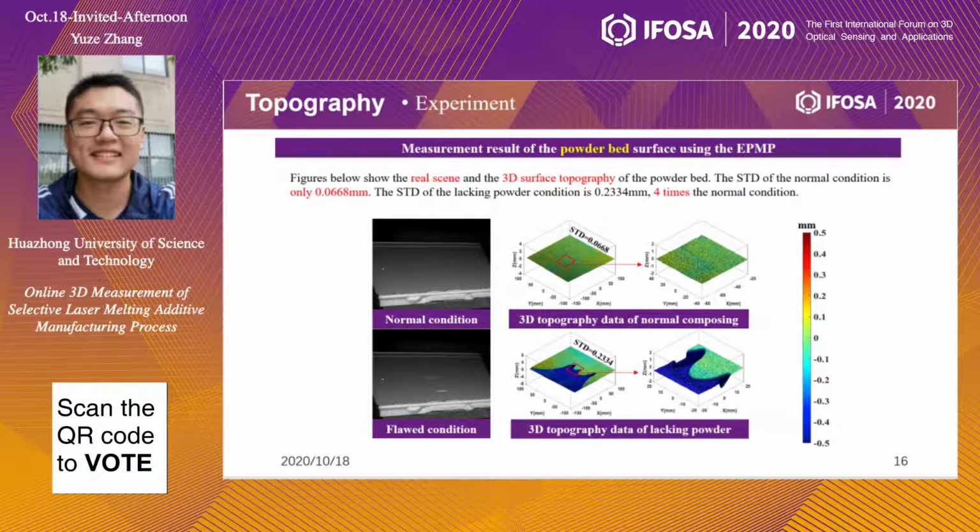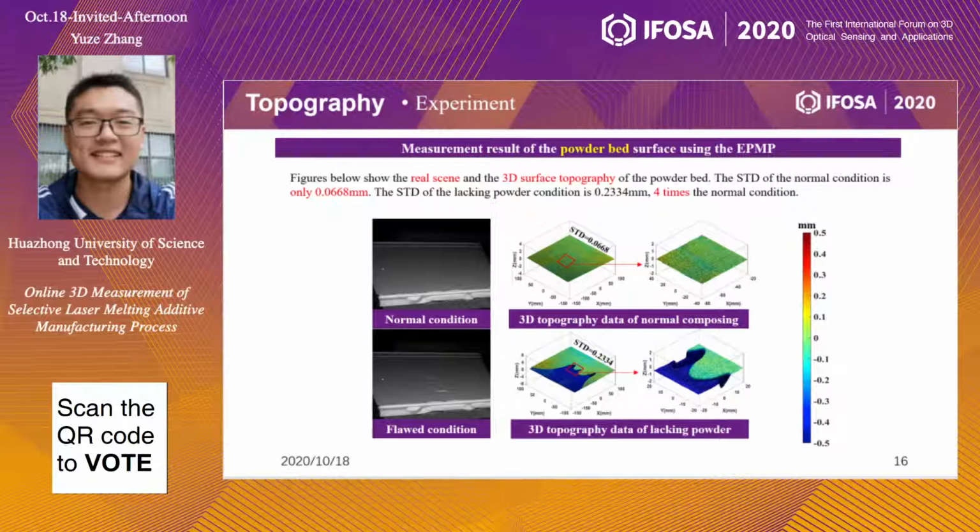The following pictures respectively show the flatness data of normal and flawed condition of powder spreading. The 3D height map of defects has different STD. The STD of a normal condition is only 0.0668 millimeters. However, the STD of the defects caused by lacking powder is 0.2334 millimeters, which is 4 times the normal situation.